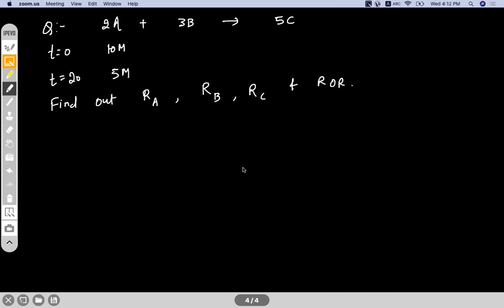The simplest one, right? Done. So the rate of A is equal to, and it is the average rate basically, so it is negative of final minus initial divided by the time taken for this. And that is 1 by 4 molar per second. Suppose the time is given in seconds here.